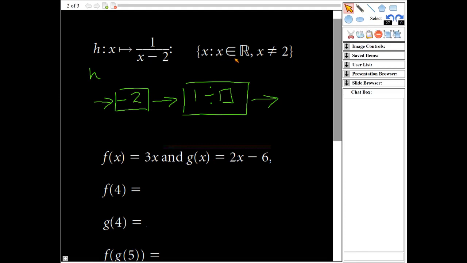Then I've got this bit here. So this is expressing what the domain is. Because it's written in terms of x, x is the value which I get in, so this is the domain. If it was written in terms of y, then that would be the output and that would be the range. So this is the domain because it's written in terms of x.